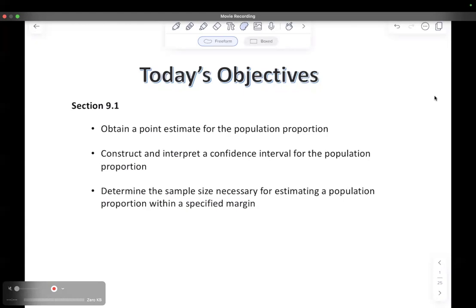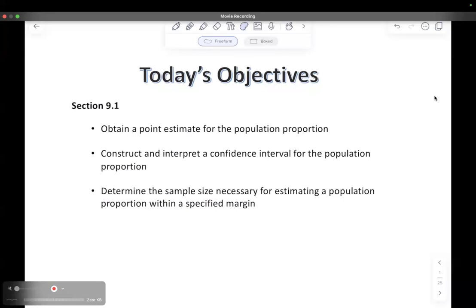So we're going to obtain a point estimate for population proportion. You already know how to do that. We did that Thursday. We did that previously. We're just going to do that again. Then we're going to do something called a confidence interval. A confidence interval with a margin of error is like if I said that somebody had 46% of the vote plus or minus 3%. That's what a confidence interval is.